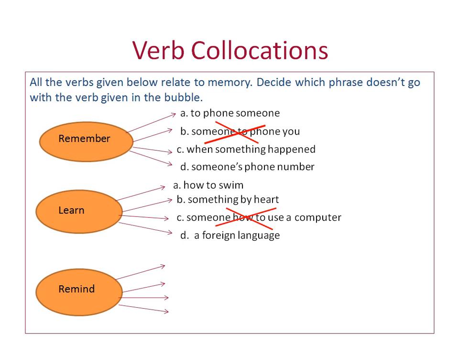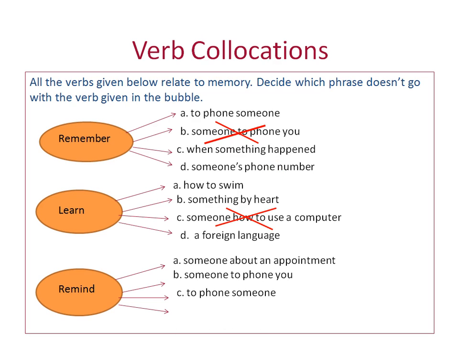Teach someone how to use a computer. That's correct. The third given verb is the verb remind, يذكر. The first phrase, someone about an appointment, اللي هو الموعد. The second, someone to phone you. Then to phone someone. And the last phrase, someone of another person.